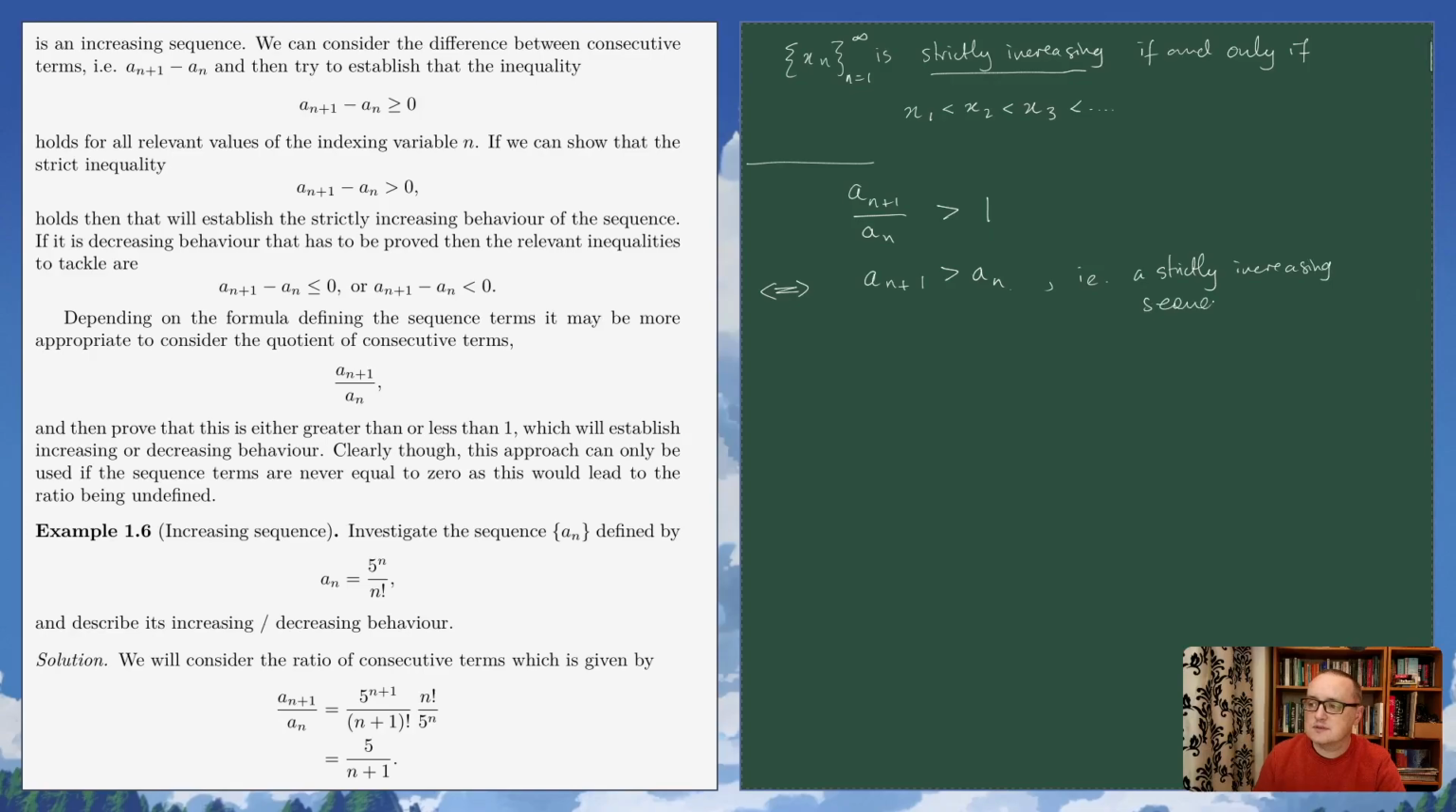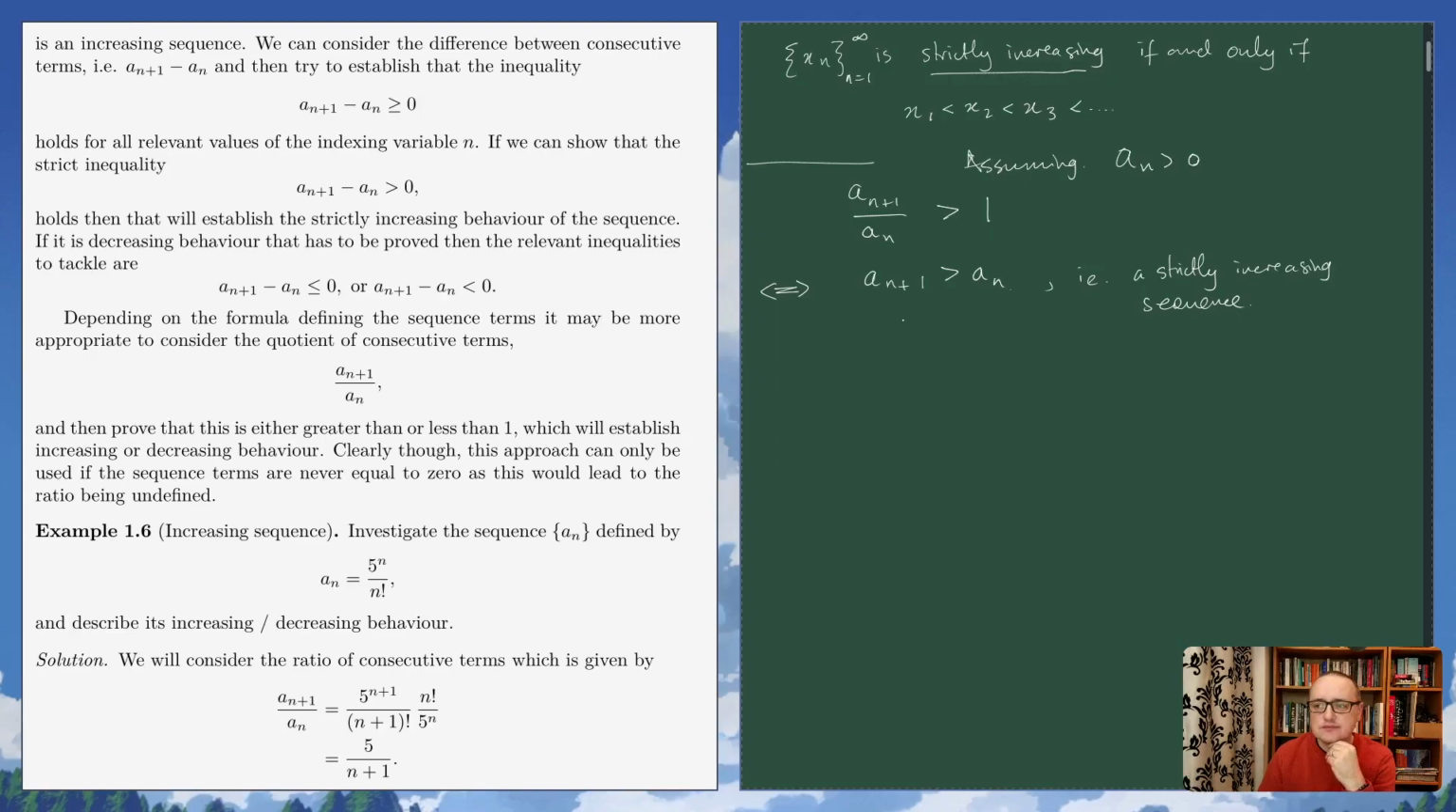Strictly increasing sequence, that would be. We're going to assume here that these a_n are all strictly positive. We have to avoid 0 if we're going to talk about a_n in the denominator, and to draw this conclusion about multiplying both sides by a_n, we need to know that a_n is a positive number, otherwise it would reverse the direction of the inequality.